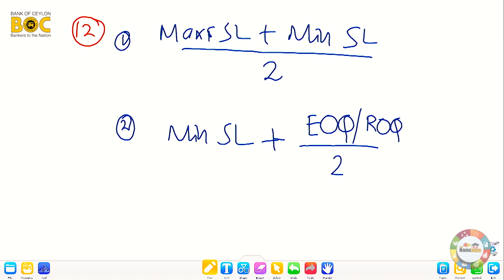You can use these two formulas to calculate the average stock level, but you don't get the same answer from both. Why? Because the average inventory is always subject to change. It's very difficult to maintain an average value. Now, what's the question?